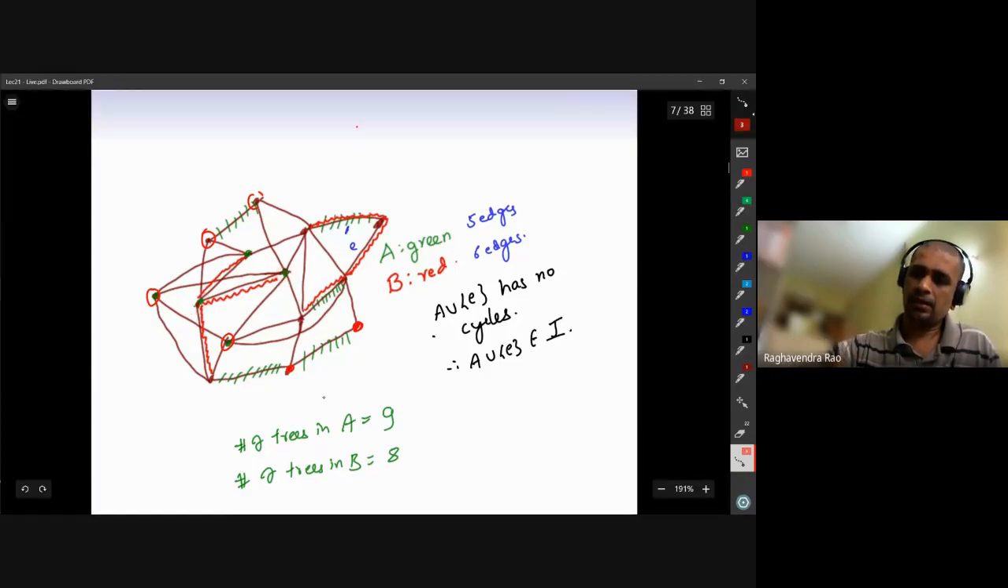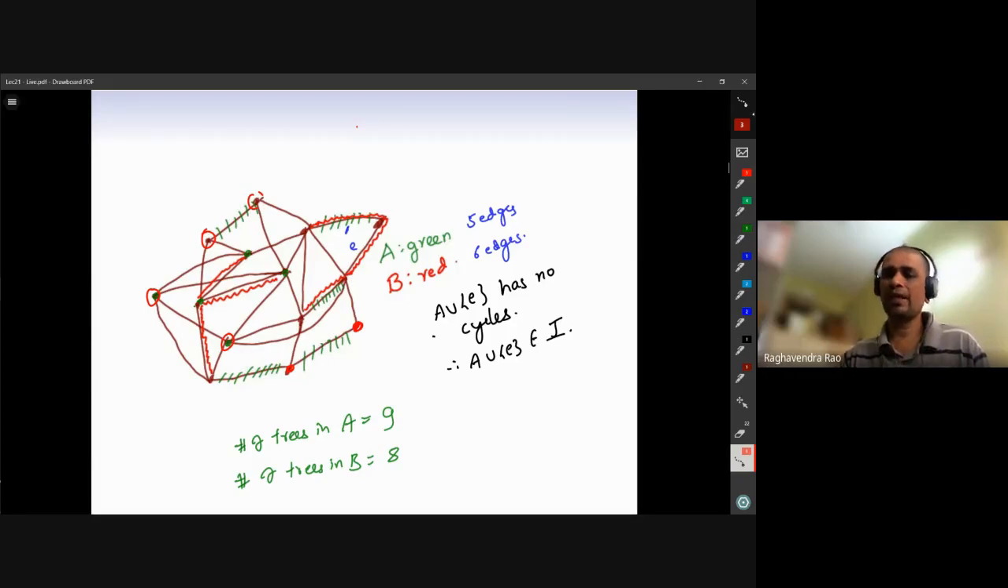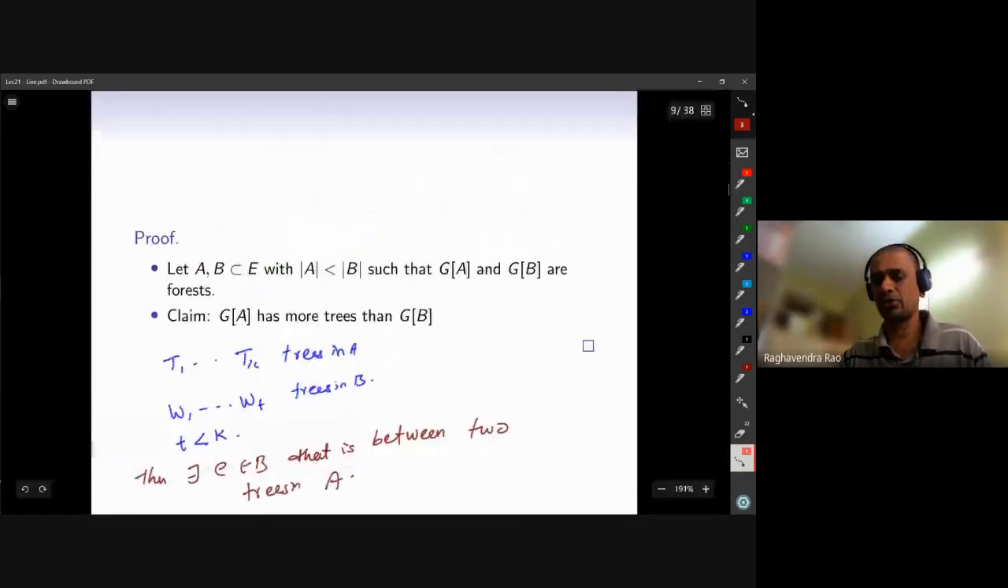This is a tree and this is a tree, but this does not, there is no edge. And this is a tree and this is a tree in A. So we have an edge. In this example there are lots of edges, but what we are guaranteed is at least one edge.